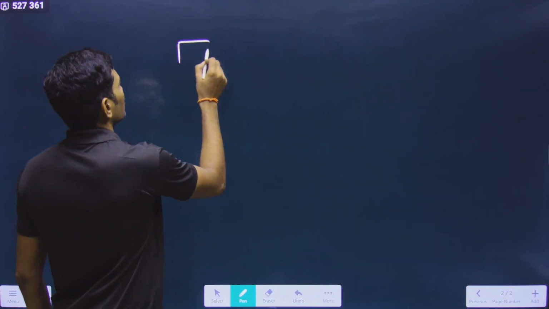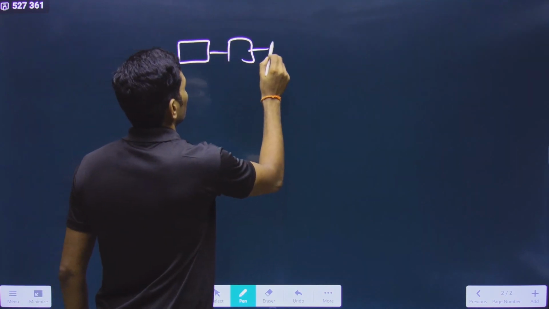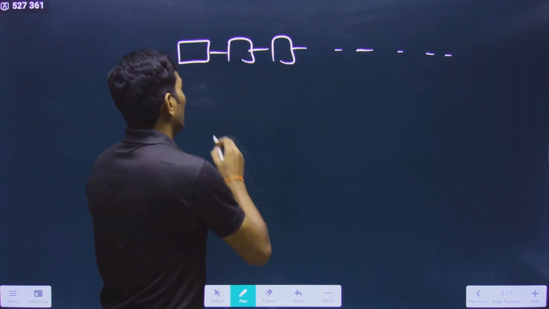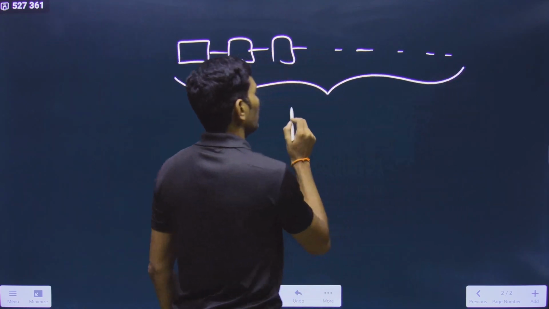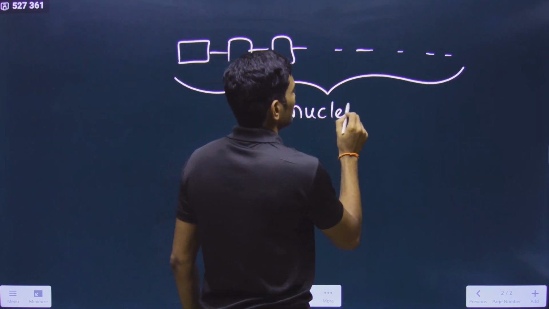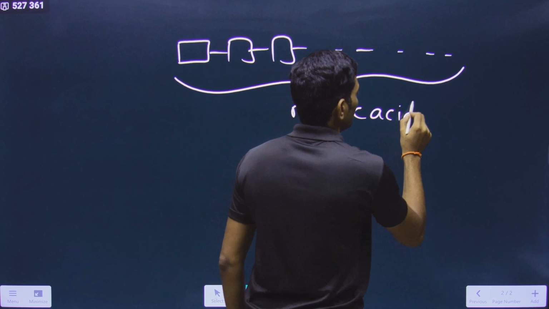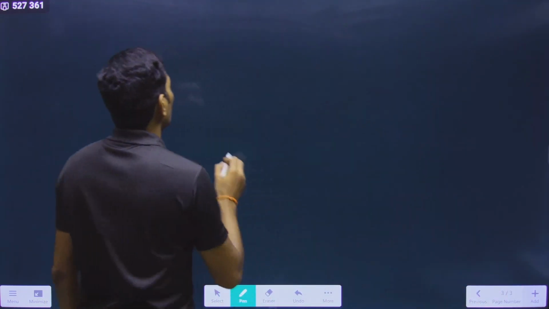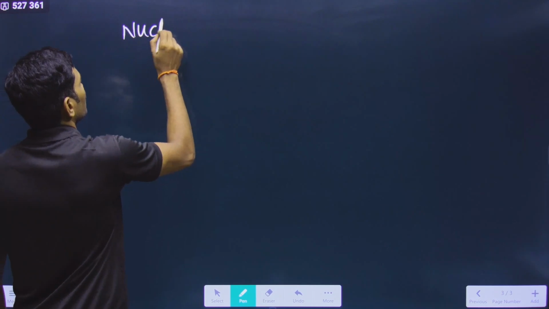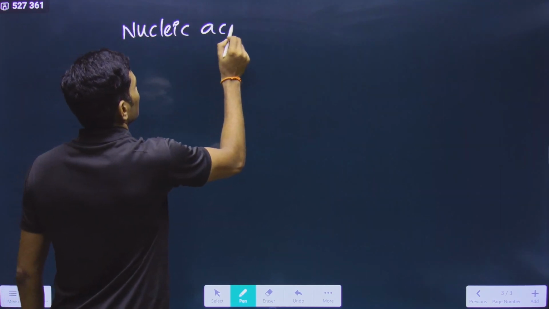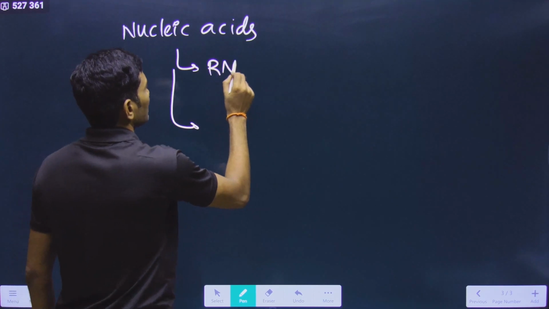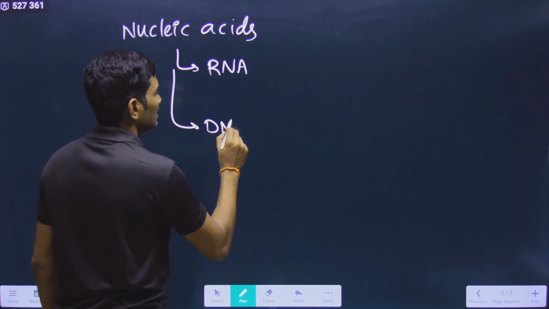These nucleic acids are polymers of nucleotides. Suppose this is one nucleotide, this is another nucleotide. Likewise, many nucleotides are attached to each other, and this entire molecule is called a nucleic acid. Please observe this carefully. Nucleic acids are 2 types. What are these? One is called RNA and the other one is called DNA.